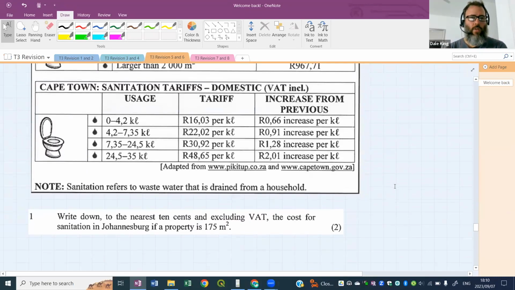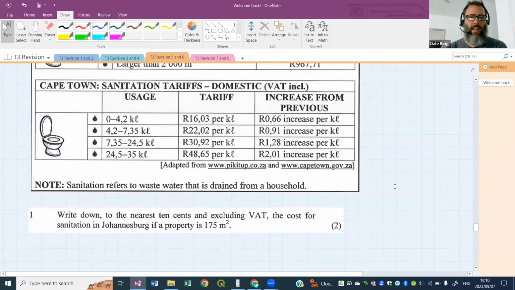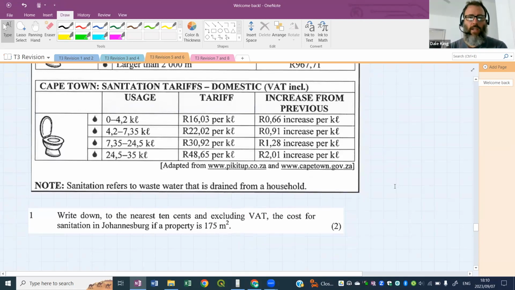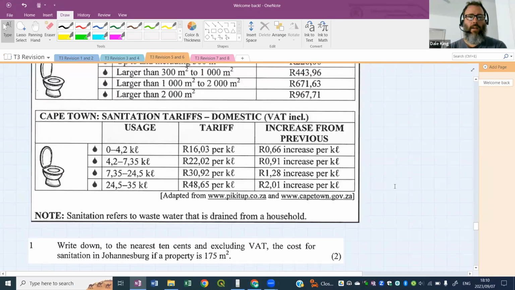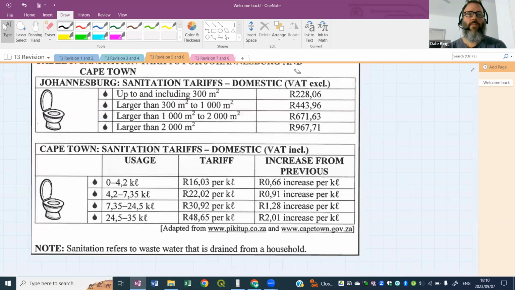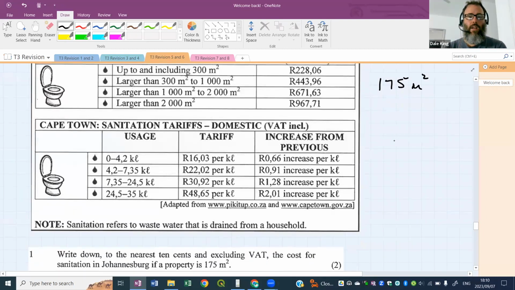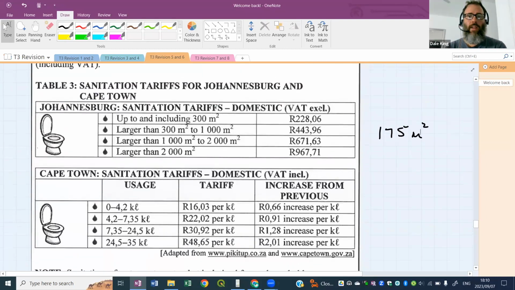Here's the first question. Write down to the nearest 10 cents and excluding VAT, the cost for sanitation in Johannesburg if a property is 175 meters squared. I'm going to write it up here on the side. We're looking at a property that is 175 meters squared. Round off to the nearest 10 cents, and we want VAT excluded, and these values are VAT excluded.